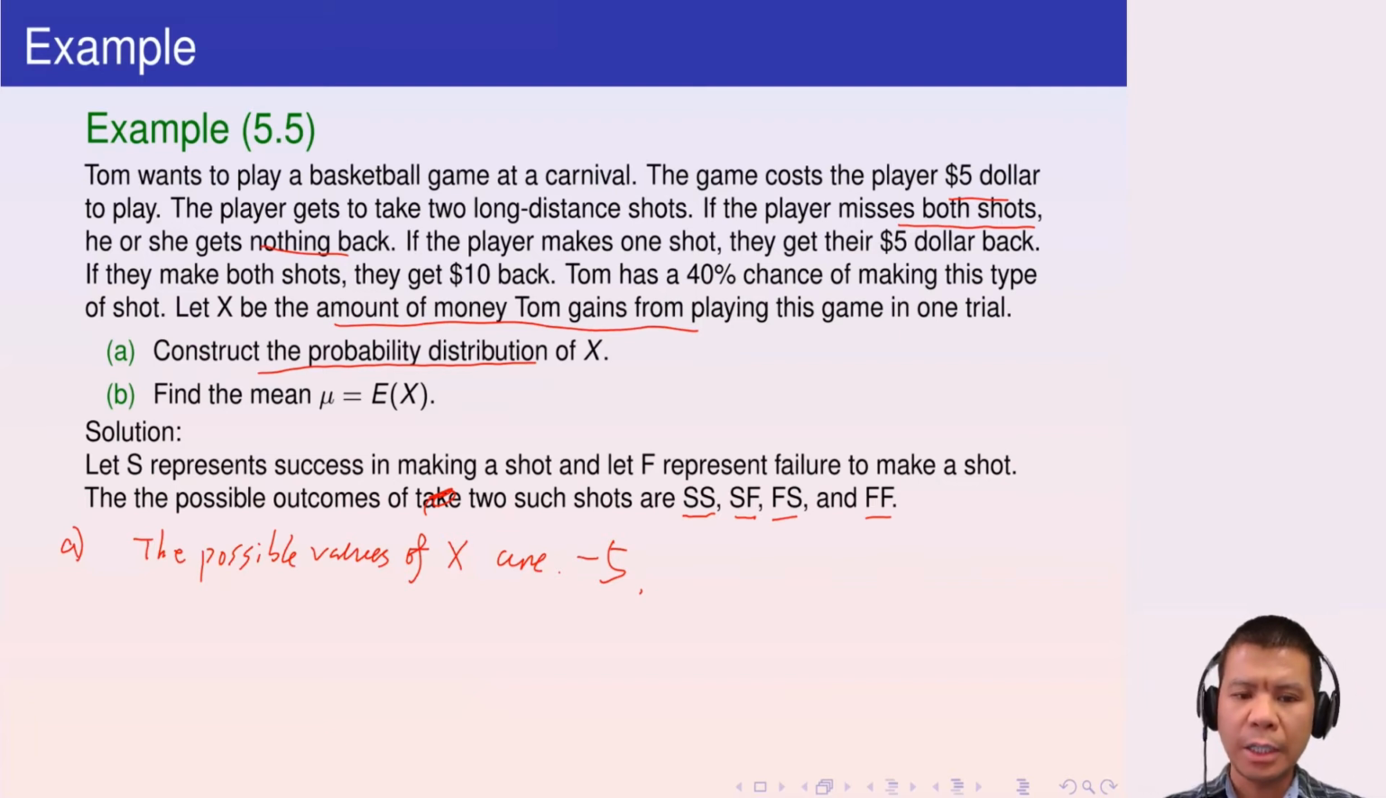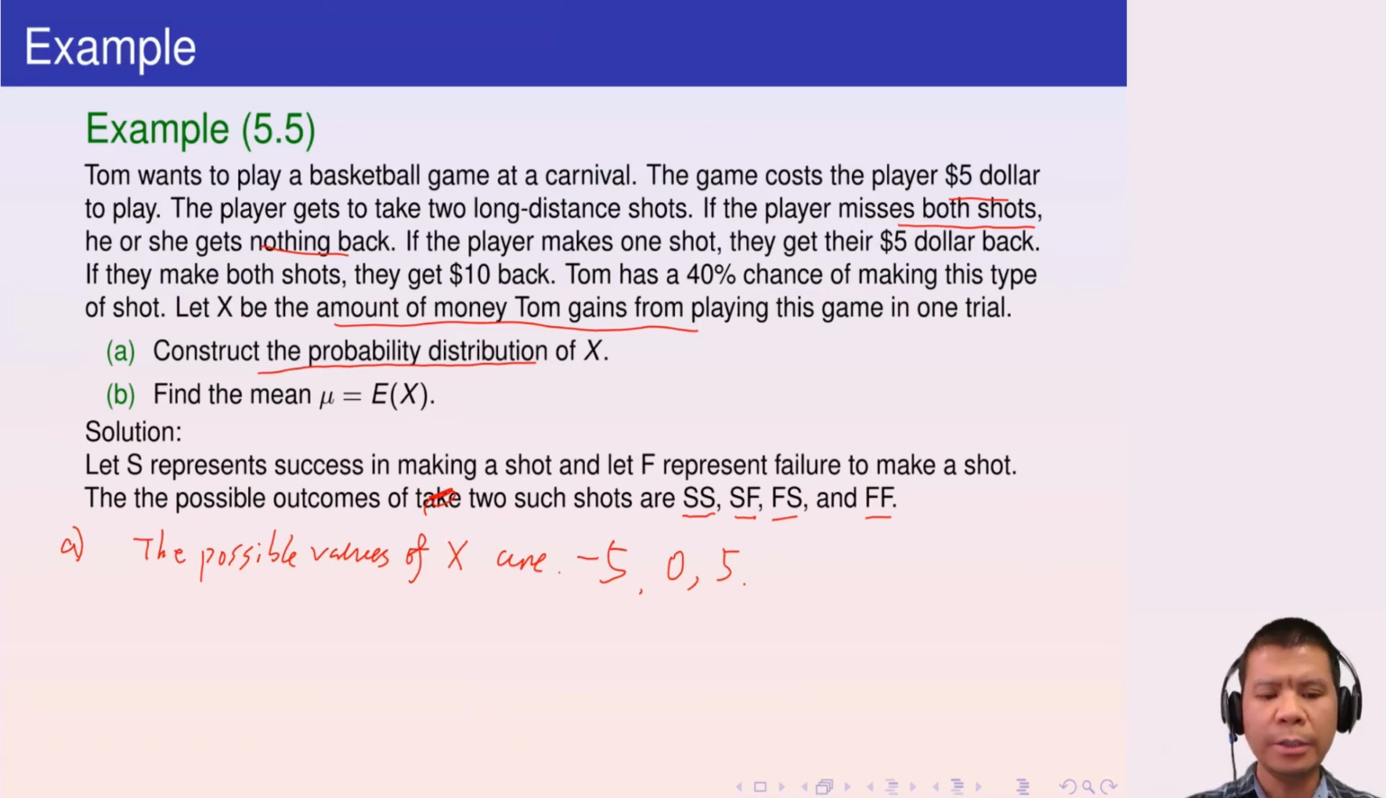Now, the second case: if he makes just one shot, he gets his $5 back, so you just break even. Pay the $5 and get the $5 back, so that's $0. And then finally, if he makes both shots, he gets $10 back. So that's 10 minus 5, a gain of $5. So the possible values of X are -5, 0, and 5.